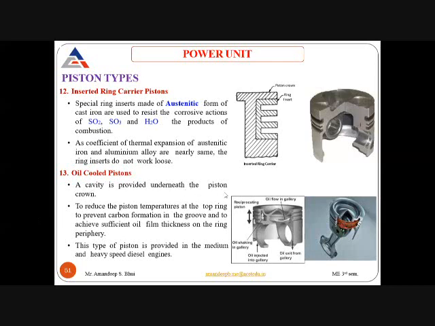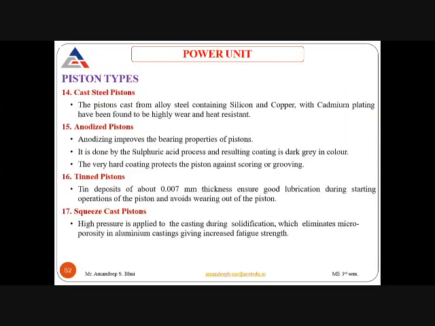So a cavity is provided underneath the piston crown to reduce the piston temperatures at the top ring, to prevent the formation of carbon in the groove and to achieve sufficient oil film thickness on the ring periphery. Now this type of piston is provided in the medium and heavy diesel engines, because the heat produced is very high. So this oil, when it circulates through these grooves, it absorbs that heat and keeps the piston cool.